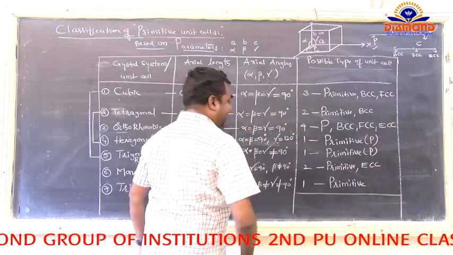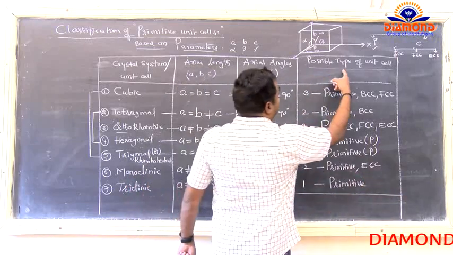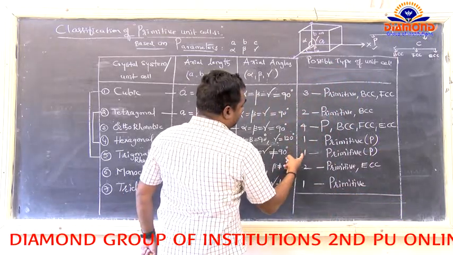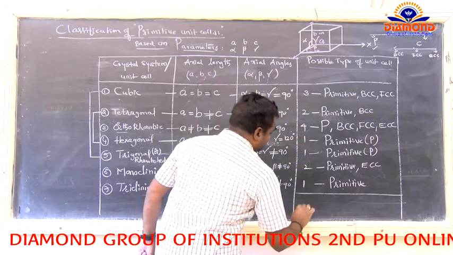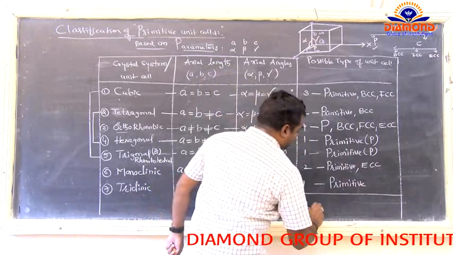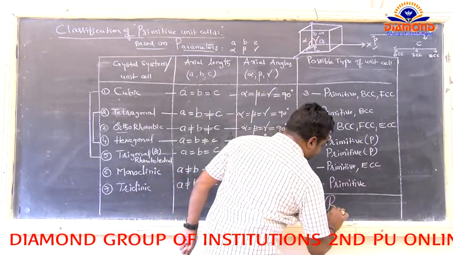Here if we add the total possible types of unit cells, 3, 2, 4, 1, 1, 2, 1, we get a total of 14 types of unit cells. These are called the Bravais unit cells.